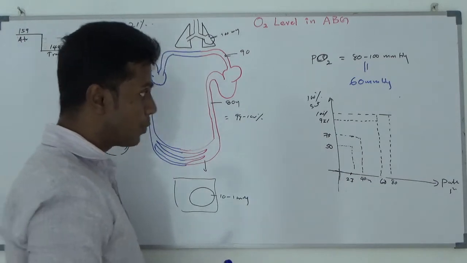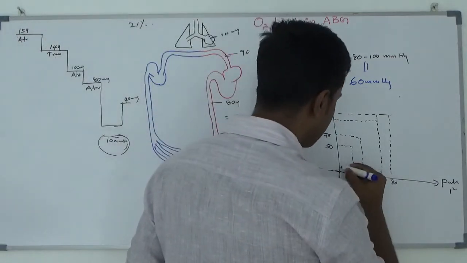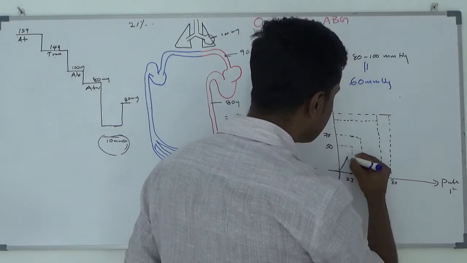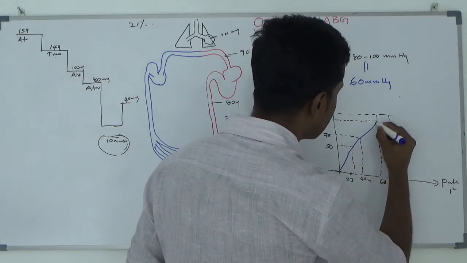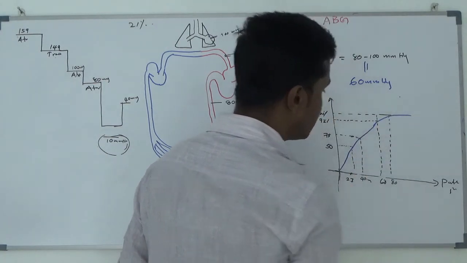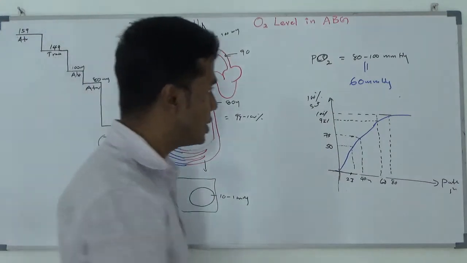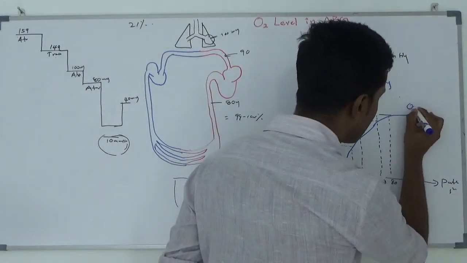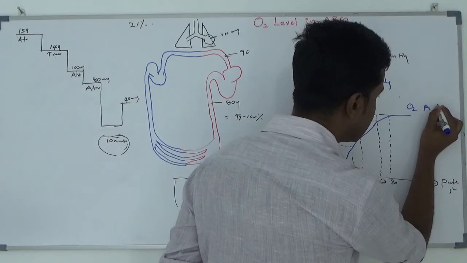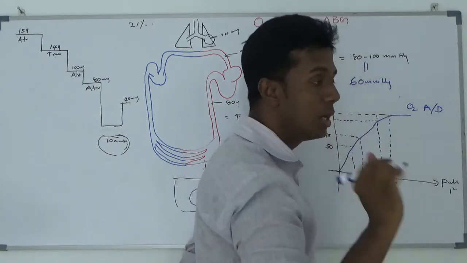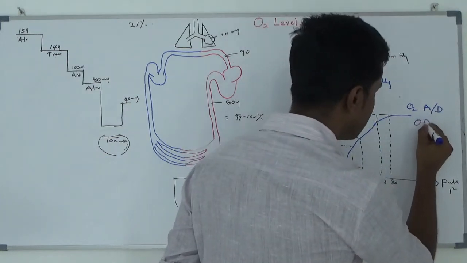Then I am going to connect those points, starting from here, here to here to here to here to here. This is my oxygen association dissociation curve, commonly called the oxygen dissociation curve.